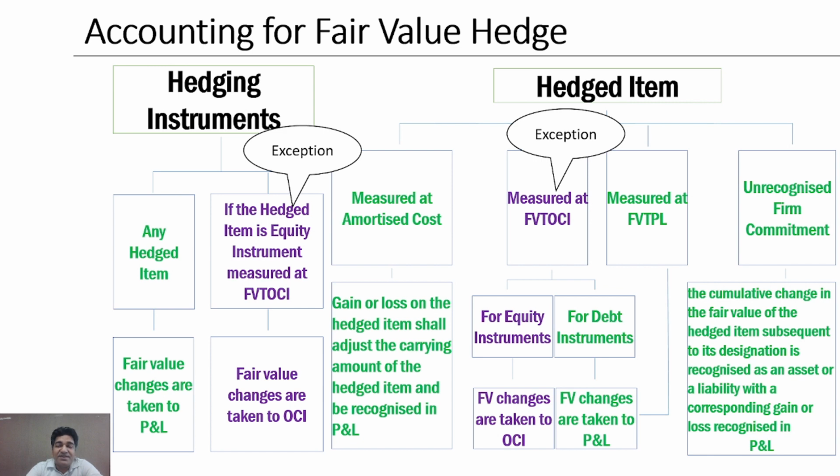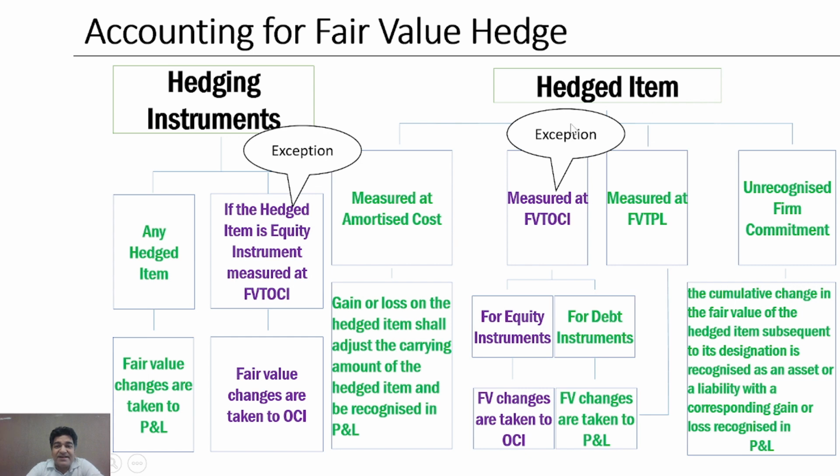To discuss that, we will first need to see what the hedged item these hedging instruments are hedging. So in case the hedged item is an equity instrument which is measured at fair value through OCI, in that case, all my fair value changes will be taken to OCI, other comprehensive income, which is against my general rule that all fair value changes will be taken to profit and loss account. So this is the only exception we have. Only if it's an equity instrument measured at fair value through OCI, then my fair value changes will be taken to OCI. In all other cases, for any other hedged item which the hedging instrument is hedging, the fair value changes will be taken to profit and loss account, right?